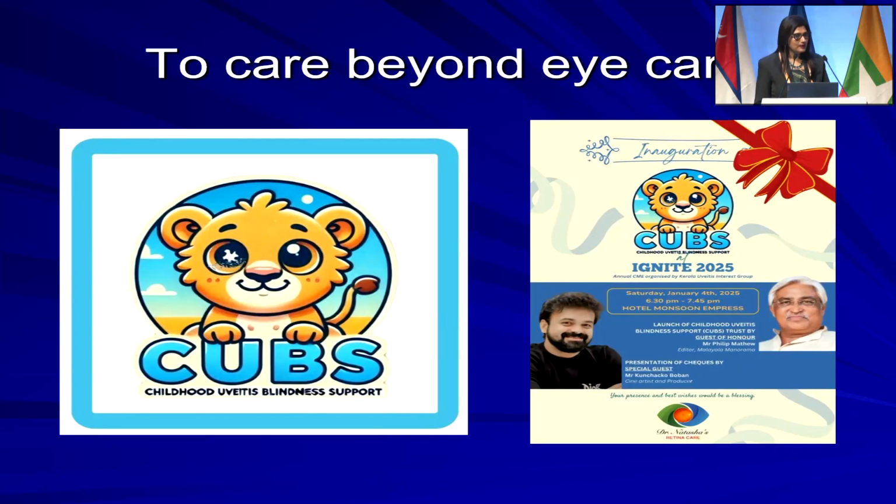And this is a small thing that I have started in the world of pediatric uveitis. It is called Childhood Uveitis Blindness Trust, because these children require a lot of financial support since they have a long-term treatment that is required. We inaugurated it in the annual CME called Ignite at Kochi, and it's doing well. I will be happy to share the details with anyone who would like to help us by way of contributions.